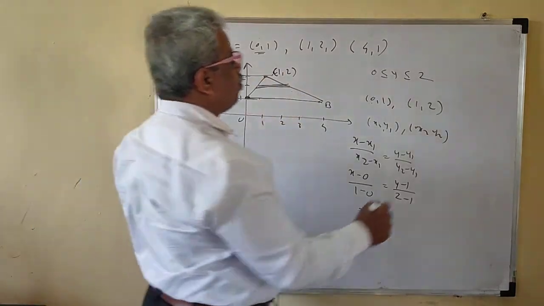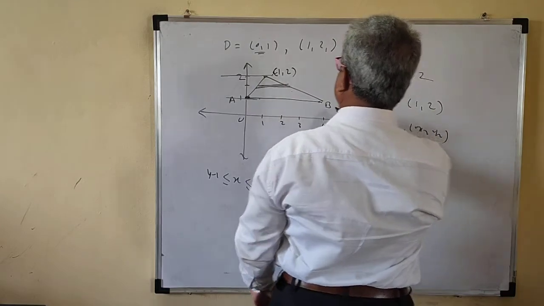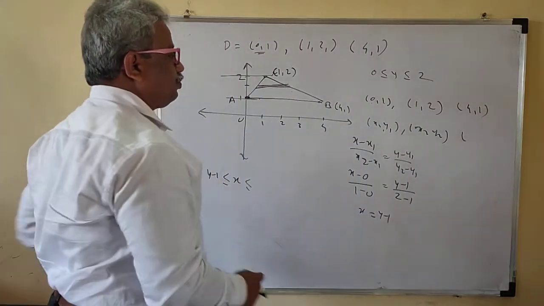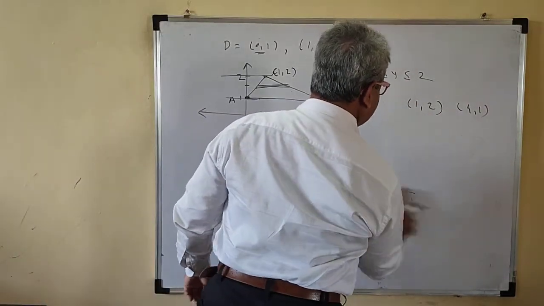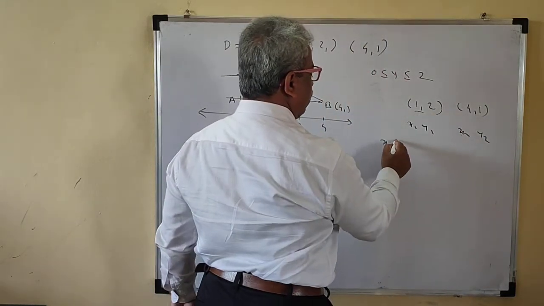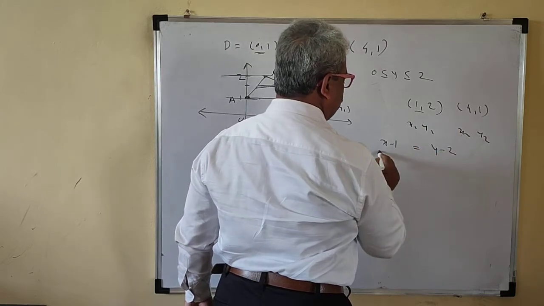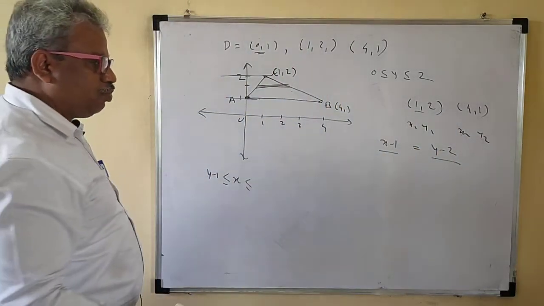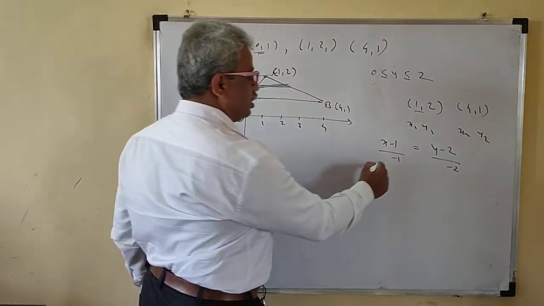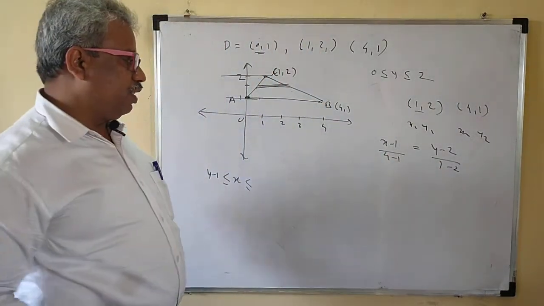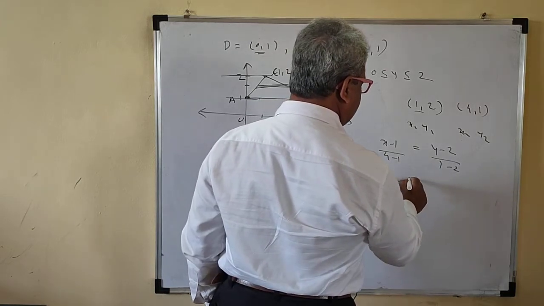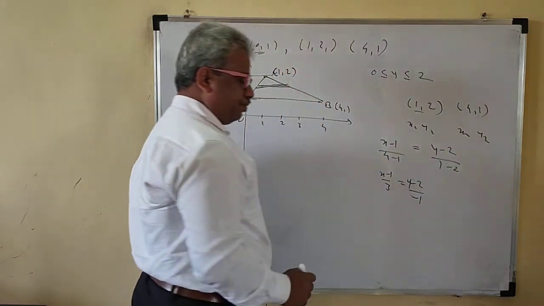Okay, now we'll find the other line. This point is (1, 2) and this point is (4, 1). This is your (x1, y1) and this is your (x2, y2). So (x minus 1) equals (y minus 2) with the first point, then use the second point (4, 1). This is (x minus 1) upon 3, and (y minus 2) upon minus 1.